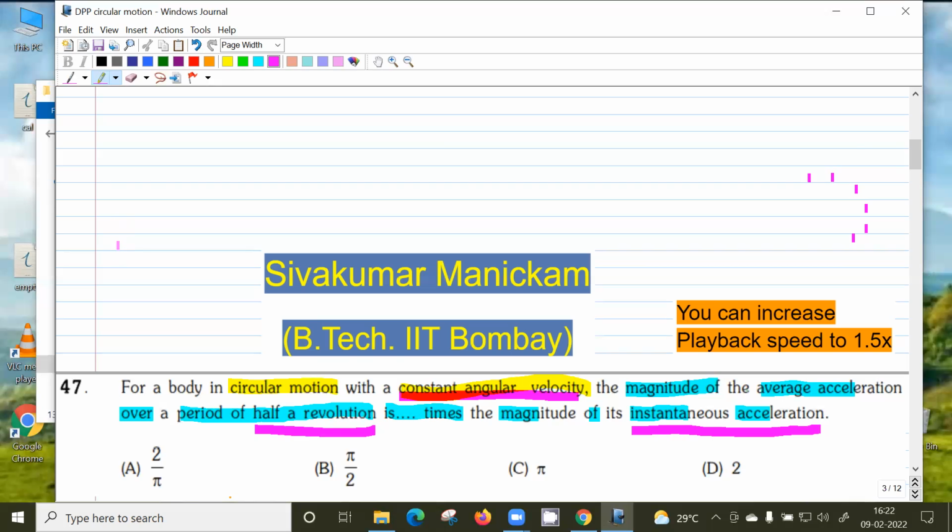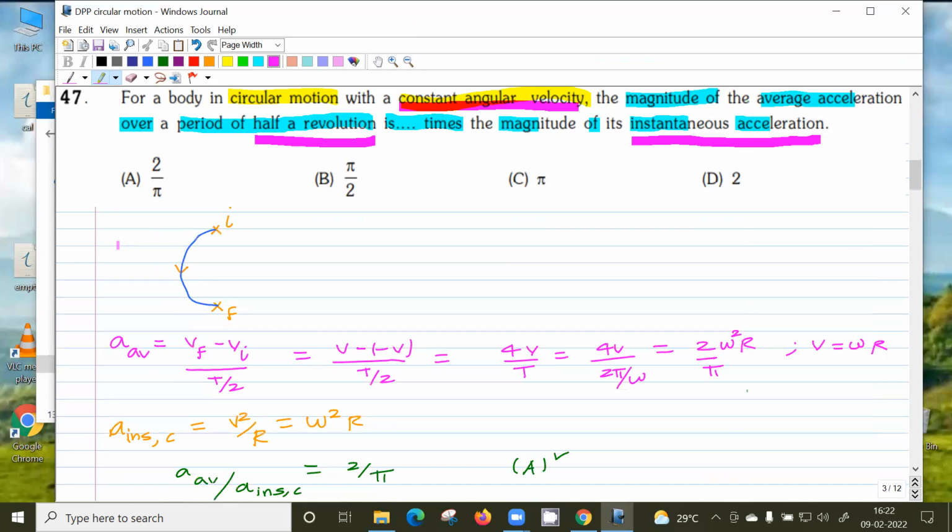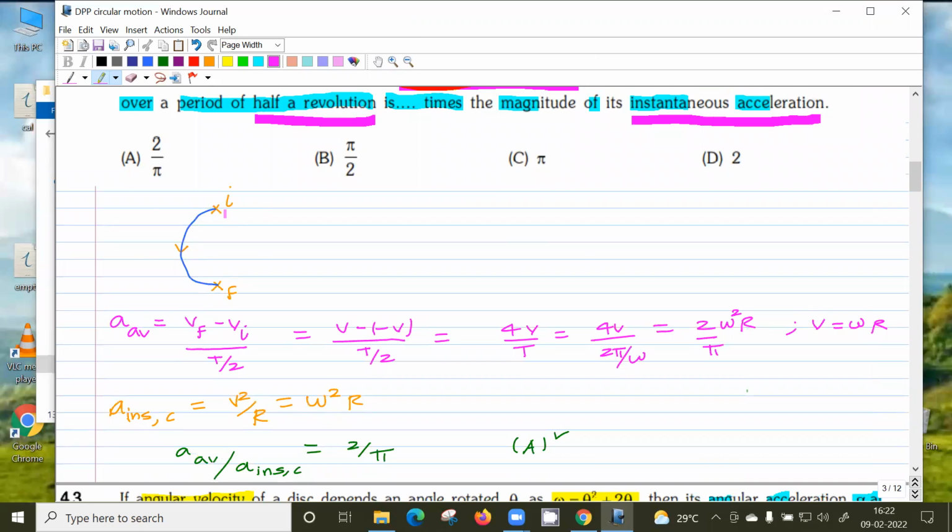2 by pi. Option A. Yes. See, this is what is happening, right? Initial position here, final position here, because it is half the revolution. So average acceleration is Vf minus Vi by T by 2. Here, initial velocity is this one, final velocity is this one. If I choose this direction as positive, it's V minus minus V by T by 2. And instantaneous acceleration is V squared by r for uniform circular motion, which is omega squared r. So this is how you did it, right? Yes, sir. Okay.